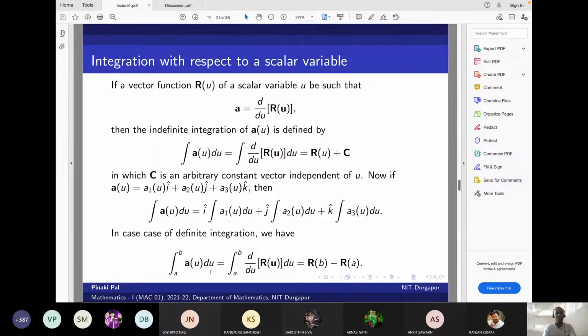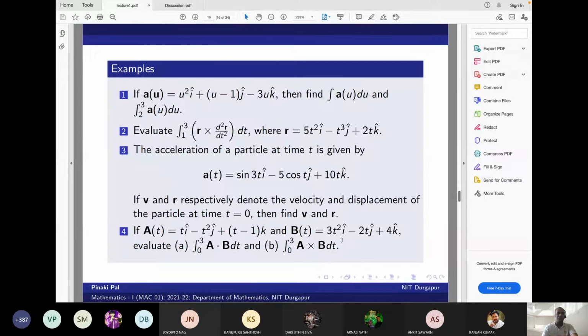Now, how can definite integration be evaluated? The technique is similar. You just find the indefinite integration R(u) and then R(b) minus R(a). So relevant theorems and other things are similar, and I have not included those theorems over here. This is quite straightforward.